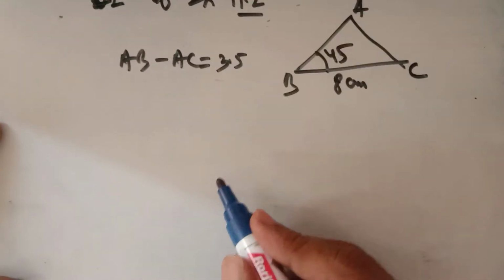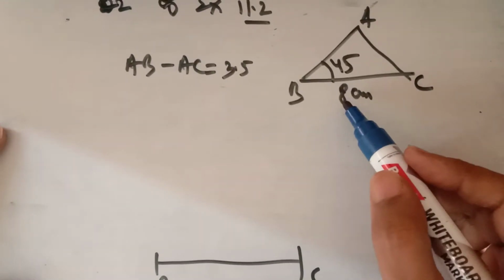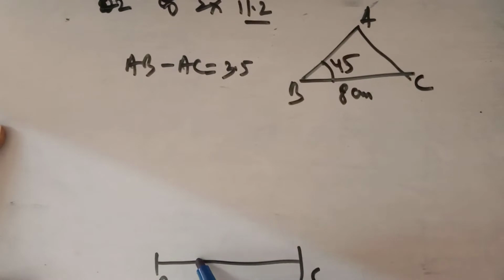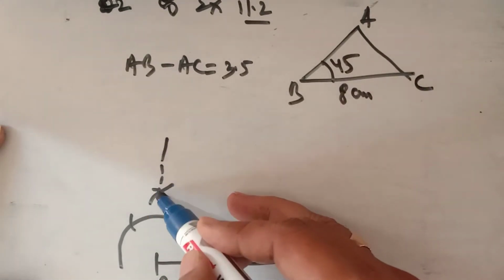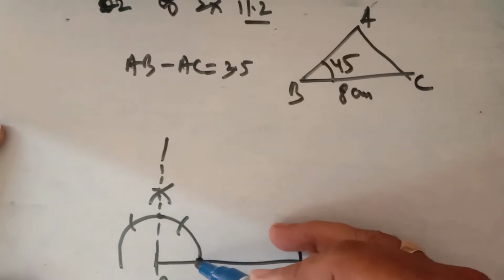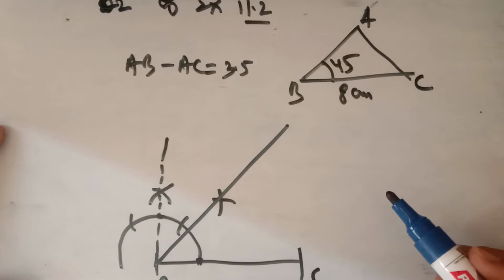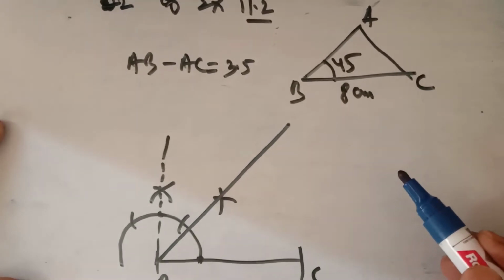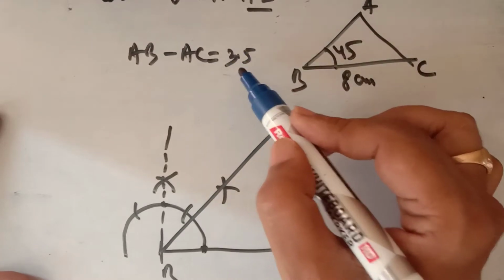Now, first of all, you have to draw the base BC and make an angle of 45 degrees at B. You know how to draw the angle 45? You construct a 90-degree angle. You know how to construct it. This is 90 degree. When you bisect this 90 degree, taking these two as centers, you will get the 45 degree angle. After that, you mark a point on this 45 degree arm whose distance is 3.5.